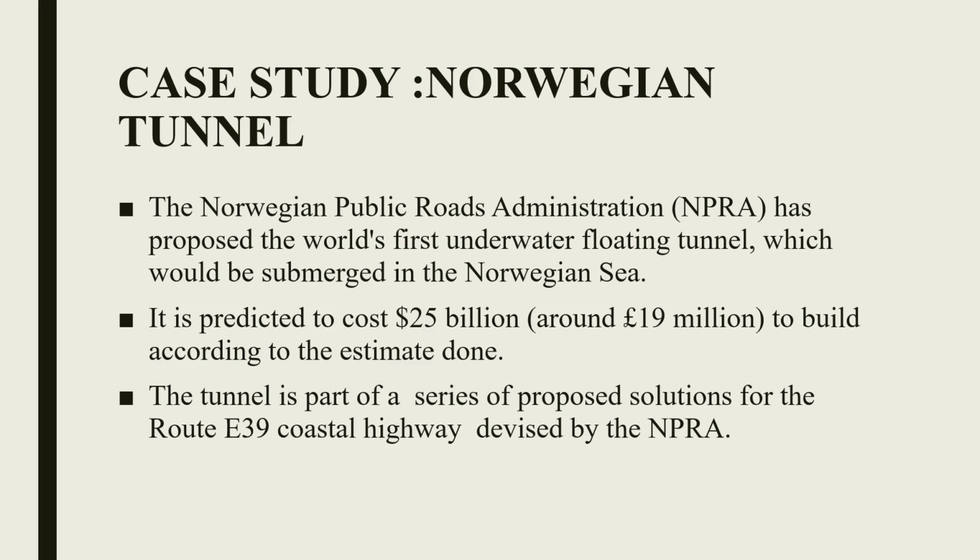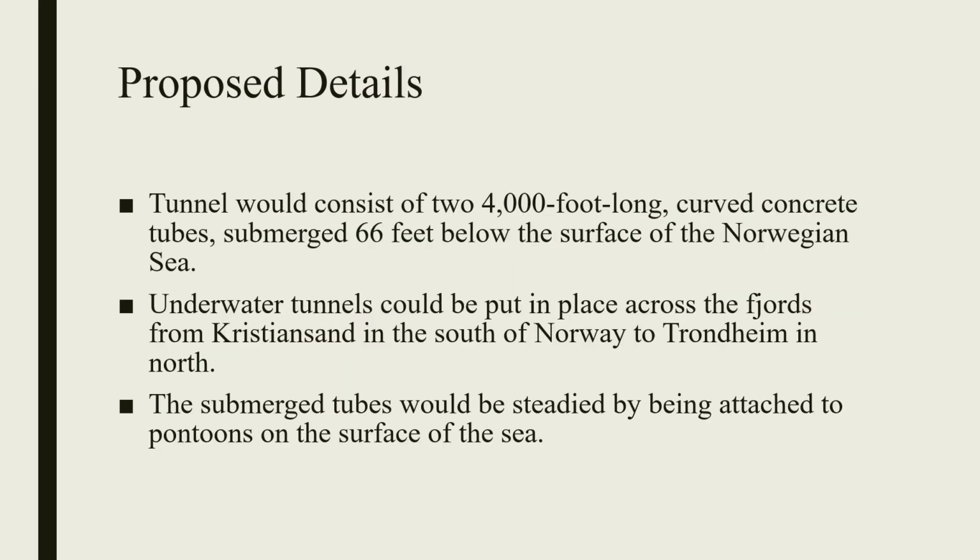The tunnel is part of a series of proposed solutions for the Route E39 coastal highway devised by the NPRA, that is the Norwegian Public Roads Administration. The proposed details are that the tunnel would consist of two 4,000 foot long curved concrete tubes submerged 66 feet below the surface of the Norwegian Sea. The underwater tunnel could be put in place across the fjords from Kristiansand in the south of Norway to Trondheim in the north.